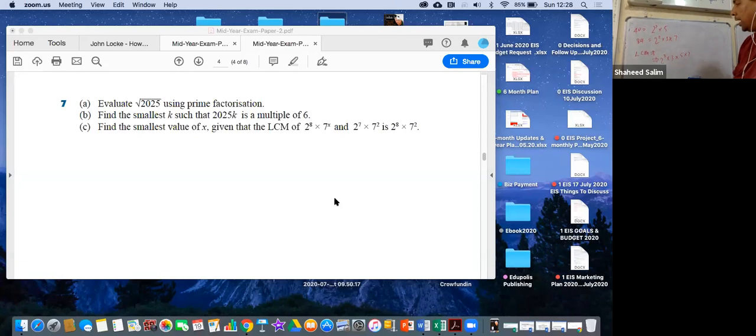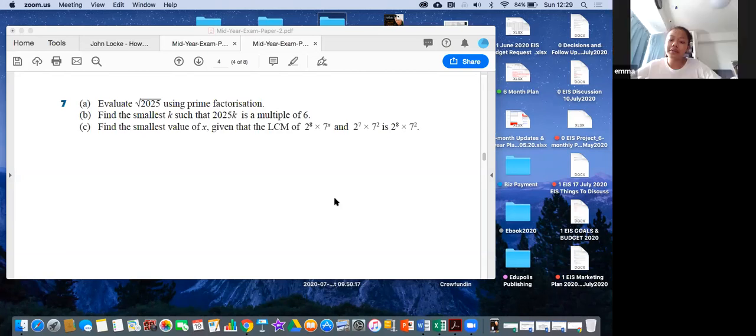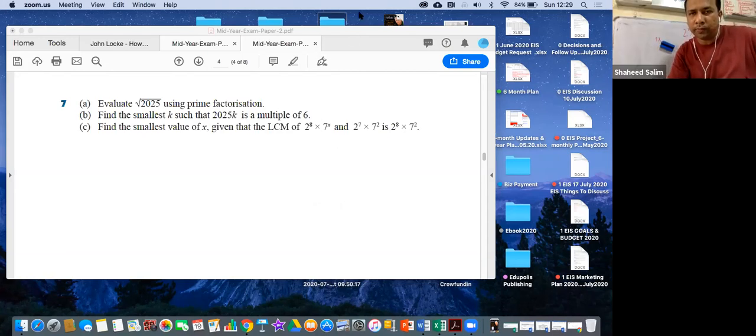So now if I ask you the question, given the LCM, find the value of x, given that the LCM of 2 times... Oh, okay, I didn't see the word is. So the LCM is 2 to the power of 8 times 7 to the power of 2. So how do you do this? Do you have any working there for this one? For C, right? Yeah, for C. Can you show me?